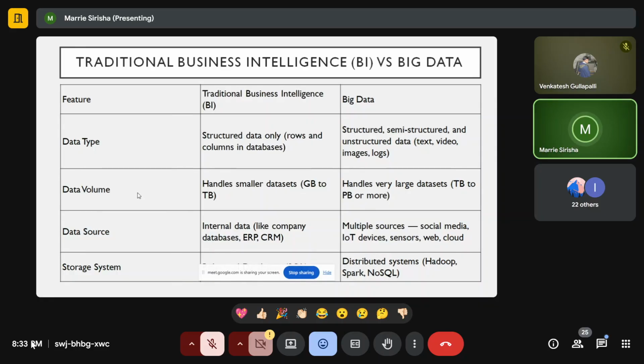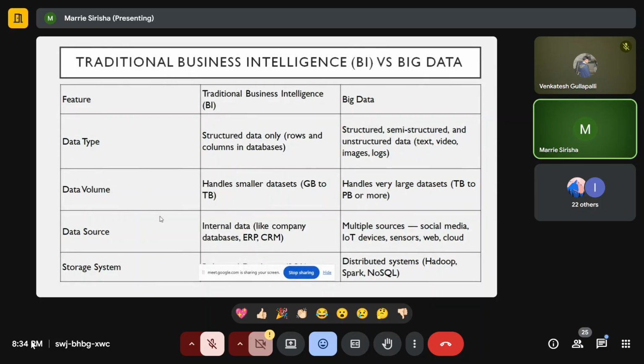So the data type is this. You have to differentiate it. Next, data volume. How was the data volume? It only handles smaller data sets like GB to TB. Okay. But whereas our big data handles very large data sets like TB to PB and more, extremely large. Okay.